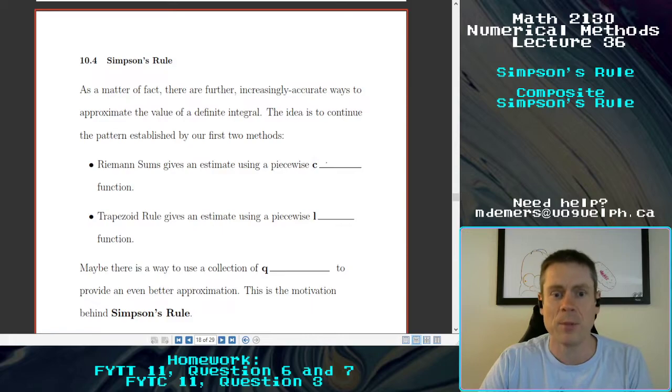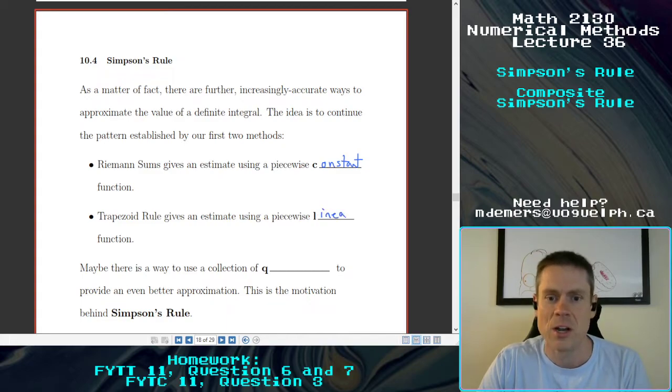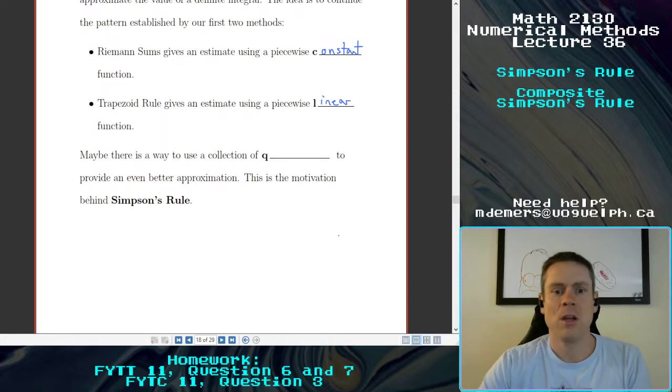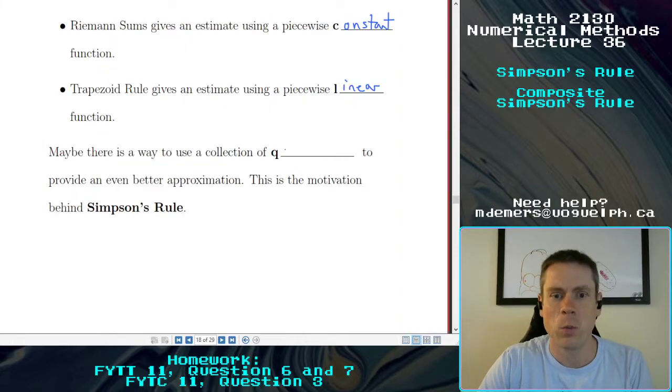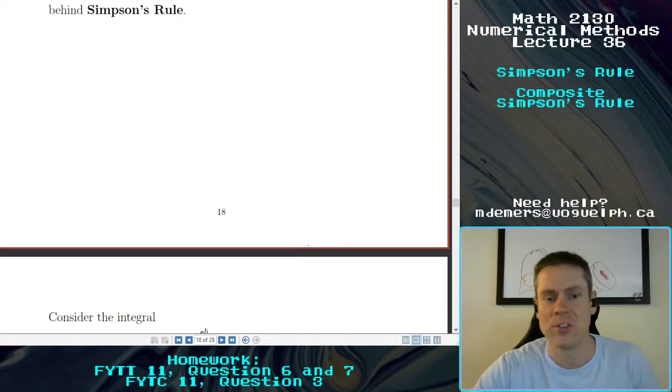So yeah, Riemann sums give an estimate using a piecewise constant function, as we see, and trapezoid rule a piecewise linear function. So it begs the question, why not go further? Maybe there's a way to use a collection of, here, let me zoom in a little bit, quadratics to provide an even better approximation. And that is what the motivation is behind what's known as Simpson's rule.